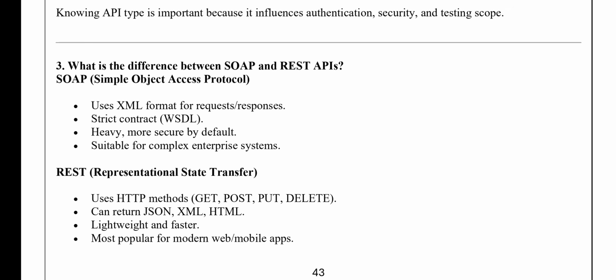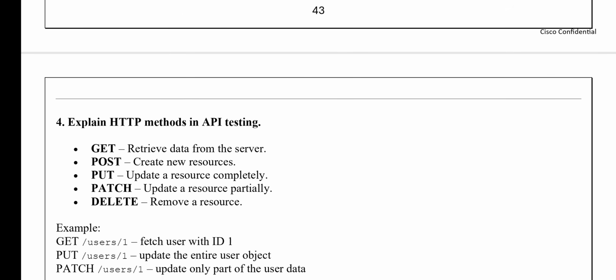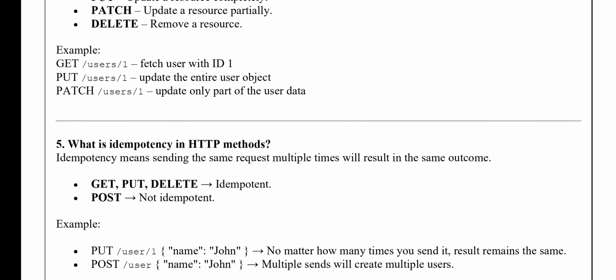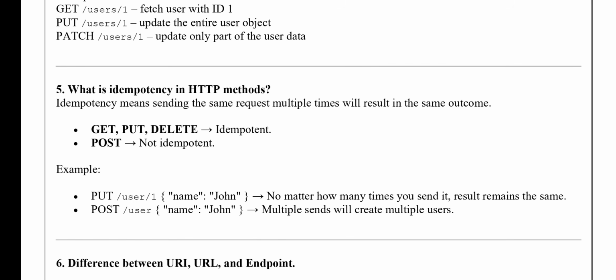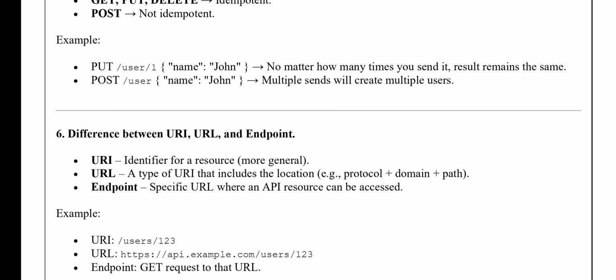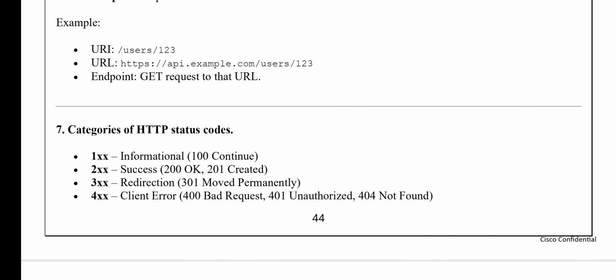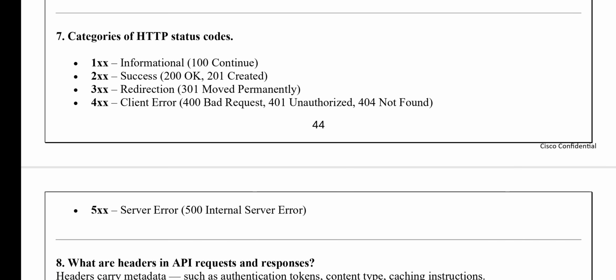What is the difference between SOAP and REST API? Explain HTTP methods in API testing. What is idempotency in HTTP methods? What's the difference between URI, URL and endpoint? What are the categories of HTTP status codes?